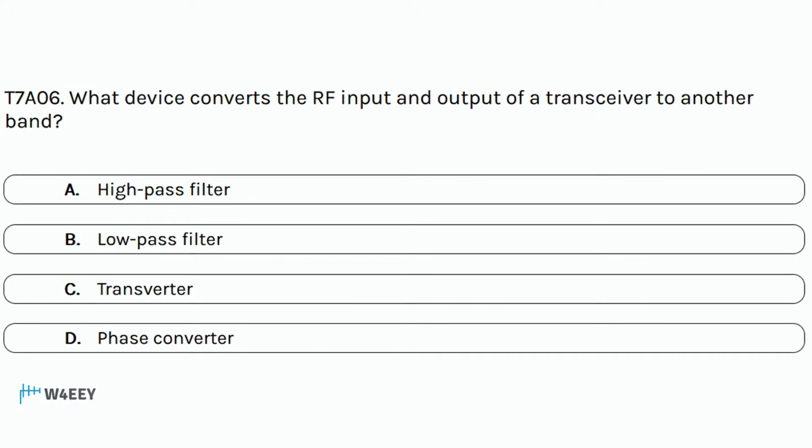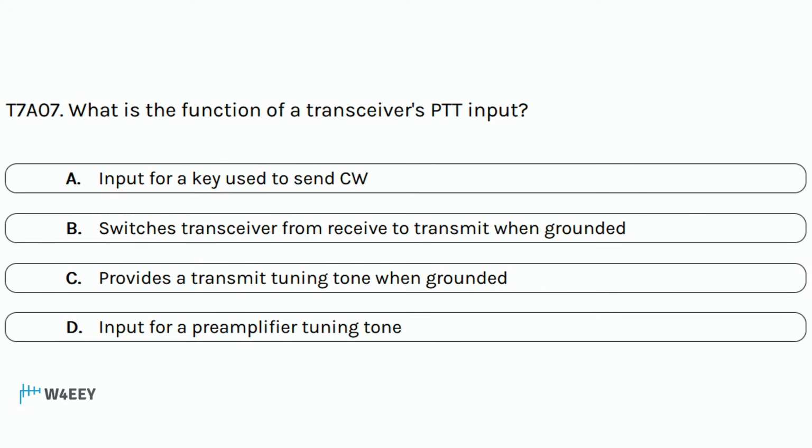And what device converts the RF input and output of a transceiver to another band? Yes, that's the transverter box. We looked at the one from Elecraft. And what is the function of a transceiver's PTT input? Bravo is correct. Electrically, you actually ground a wire and that puts the radio into transmit.